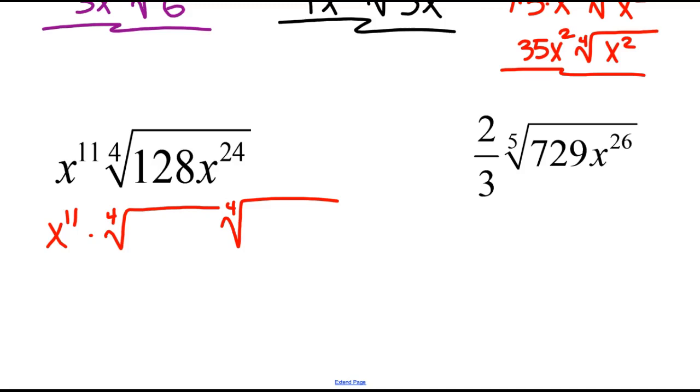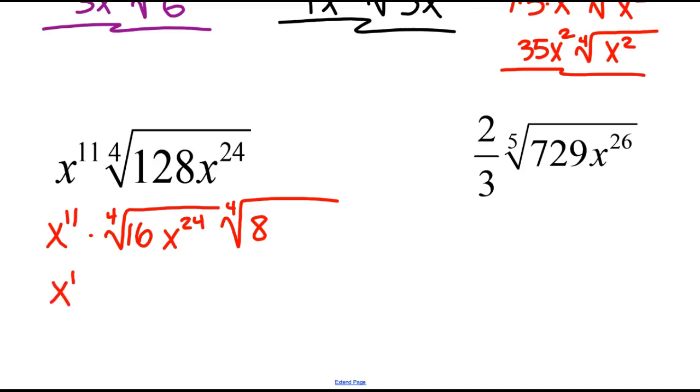So does 128 divide by 8? I feel like I should have a pause button, like after these messages, we'll be right back. All right, so I'll pause it. Okay, we figured it out, 16 and 8, and then x to the 24th, that whole thing is actually a perfect fourth root.